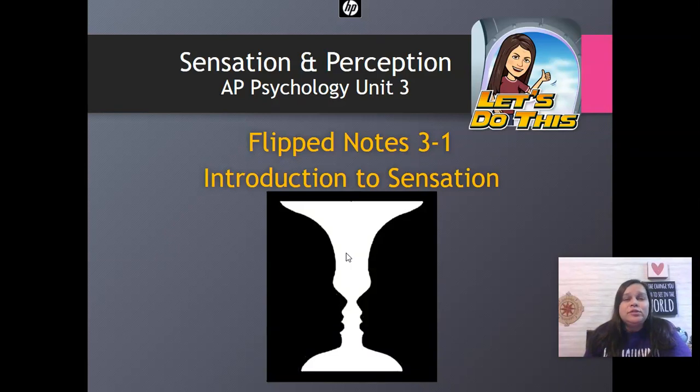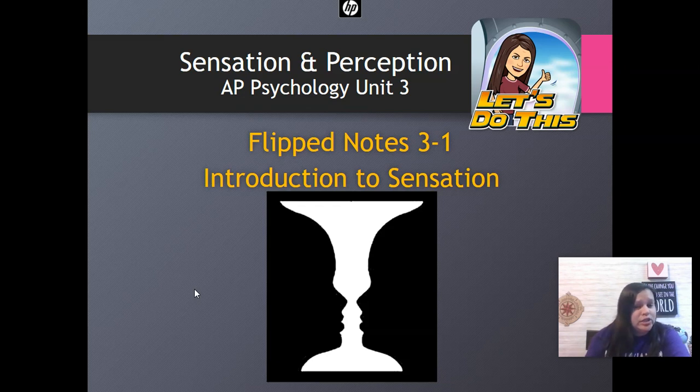Hello, these are flipped notes 3-1, and we are digging into sensation and perception. So, what is the difference between sensation and perception? When you look at this image right here with the black and the white, how are you actually able to see that? Like, what processes are happening? You've got to have the image coming to your eyes, and then your brain has to process what you're seeing.